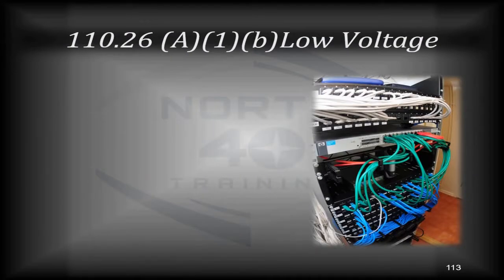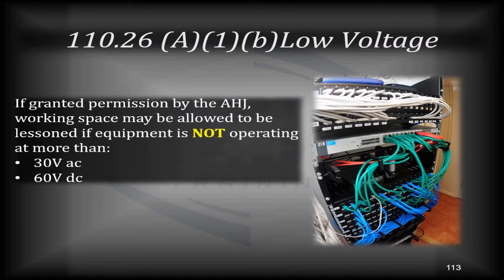110.26(A)(1)(b), low voltage. If the AHJ gives you some permission, the working space can be diminished if the equipment's not operating at more than 30 volts AC or 60 volts DC.